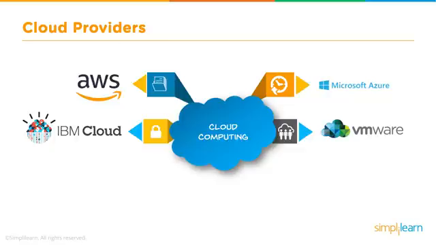It was the first commercially successful company to virtualize the x86 architecture. Google Cloud Platform, on the other hand, is offered by Google. It's a suite of cloud computing services that run on the same infrastructure that Google uses internally for its end user products such as Google Search and YouTube, which we are familiar with.